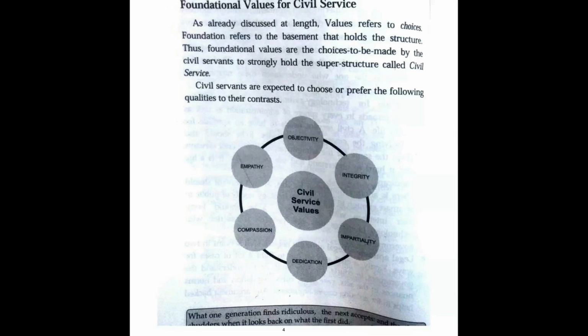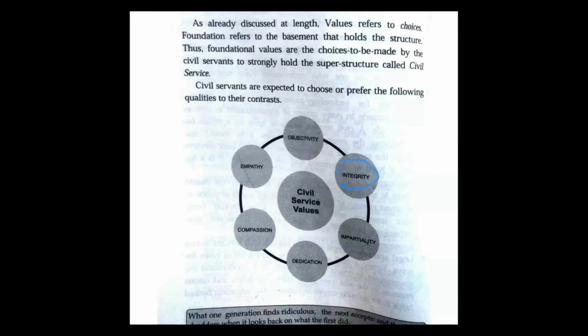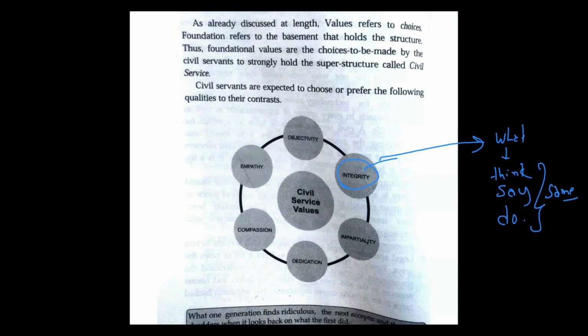It is very difficult. For example, if I say integrity, it is very difficult to be a man of integrity. What does integrity mean? Integrity means what you think, what you say, and what you do, that is action, should be the same. It's very difficult. Why is it difficult? Because situations are not the same. There are different circumstances. Every day you will find challenges like anything, and they are very dynamic in nature. So it is very difficult to hold that value.